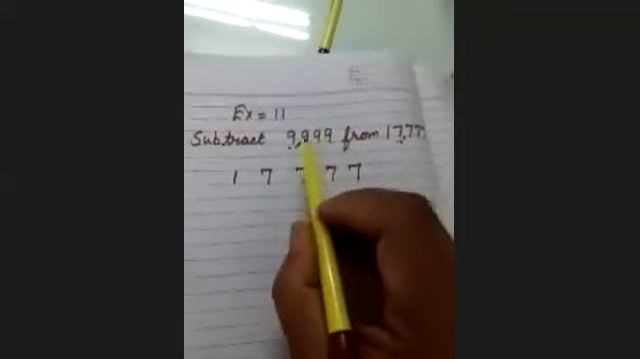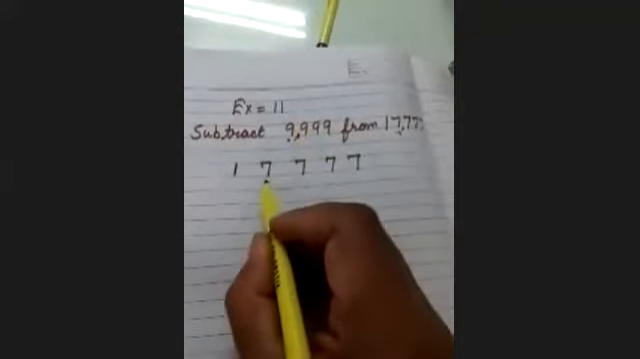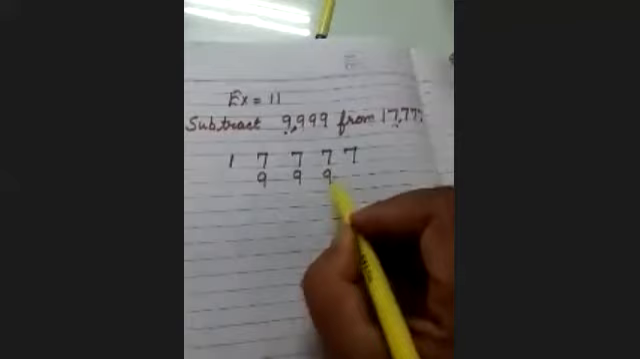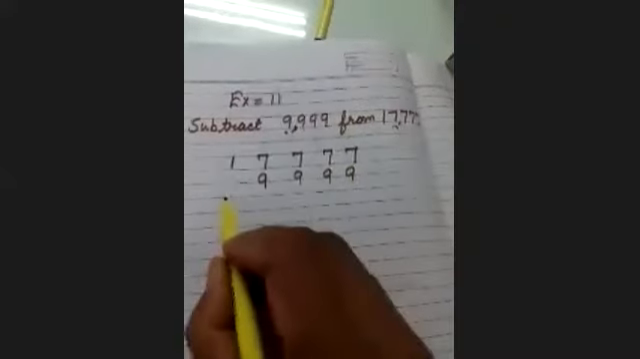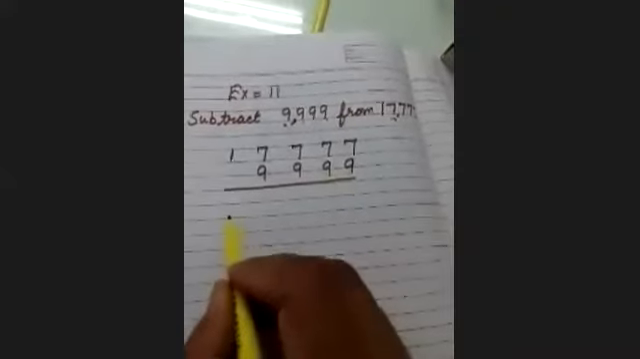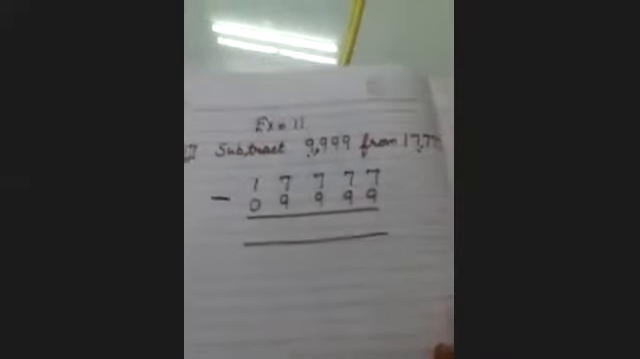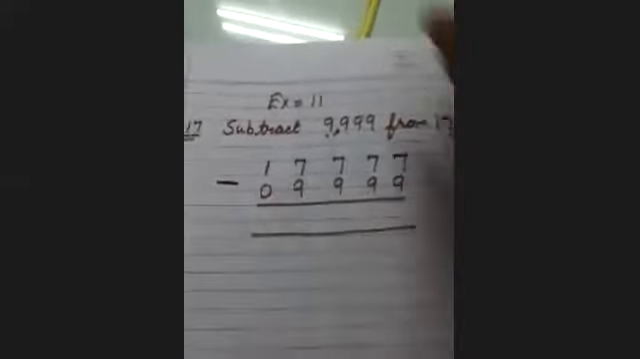17,777. Now subtract 9,999. Now put here 0 and the minus sign. Clear, students?